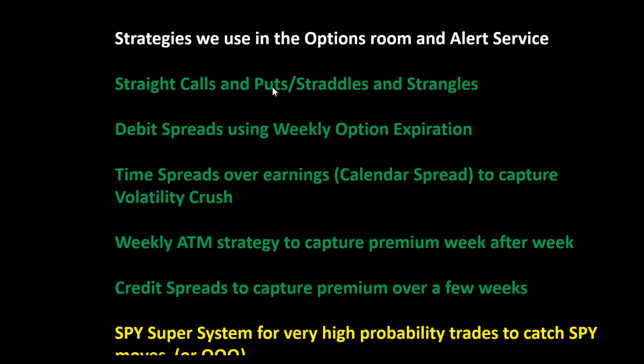If you have puts, you expect it to go down. You want it to go down. With straddles and strangles, you don't care which way it goes. You just want it to move with a big move one way or the other. Those are straddles and strangles.